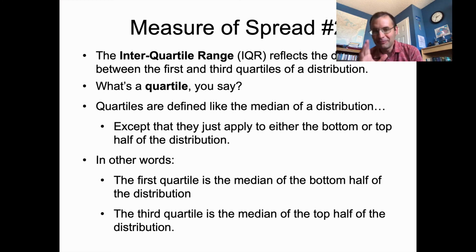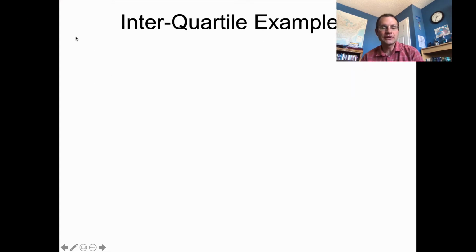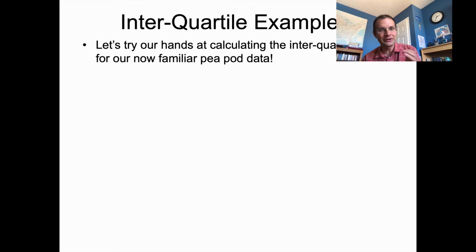So more to the point, the first quartile is the median of the bottom half of the distribution. The third quartile is the median of the top half of the distribution. And the interquartile range is just the difference between those two quartile values. This might make more sense if we take a look at another example. So let's go back to the Peapod data.